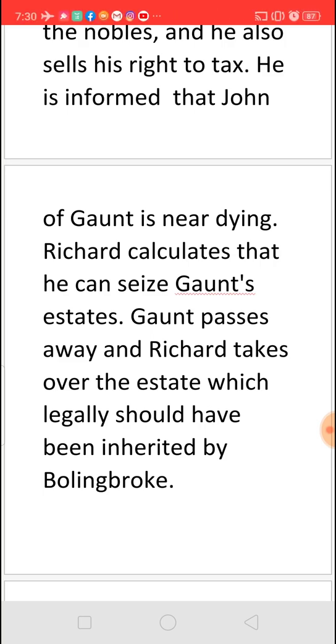So Richard goes there to meet him, and when he goes there, he calculates how much money Gaunt has, and he thinks that if Gaunt dies, now that Bolingbroke is banished from England, he can easily take away all the money. And as expected, John of Gaunt dies, and Richard takes away all his estate and all his property, and even the title Duke of Lancaster, all of which must actually go to Bolingbroke. But because he needs money, he takes all this, which is not accepted by many people.